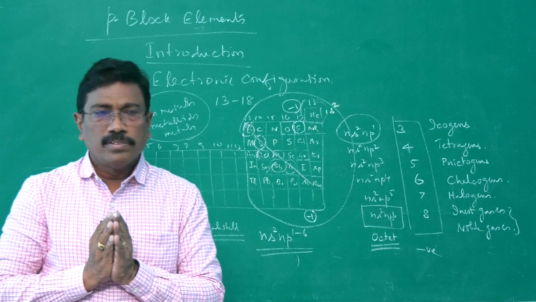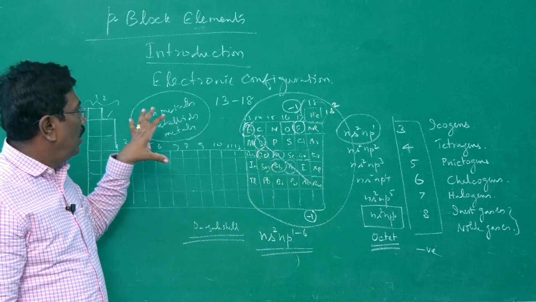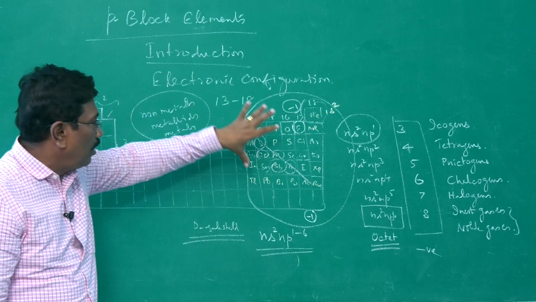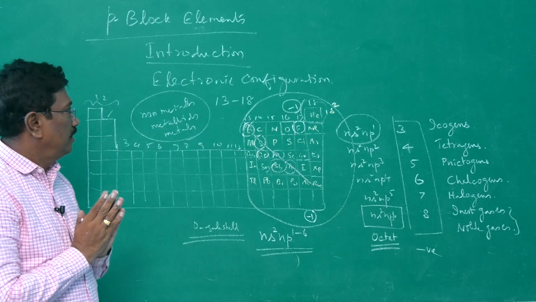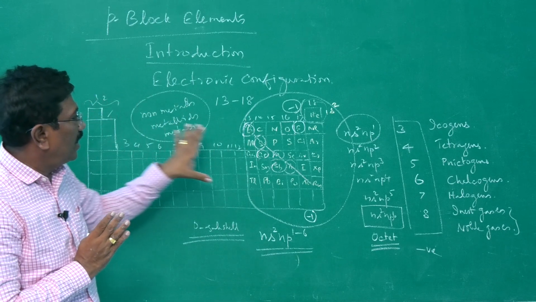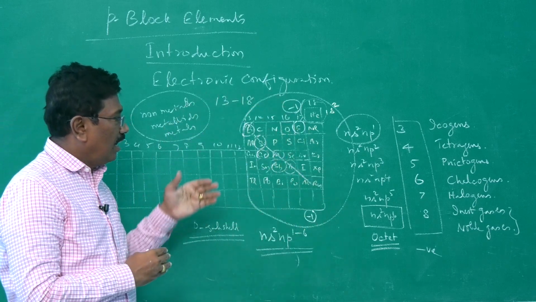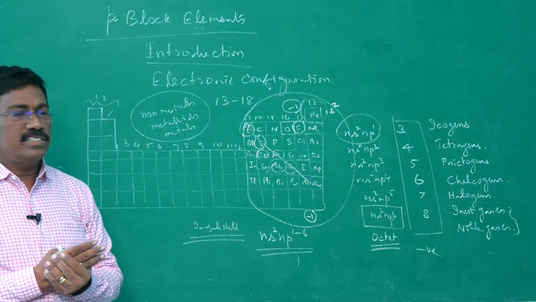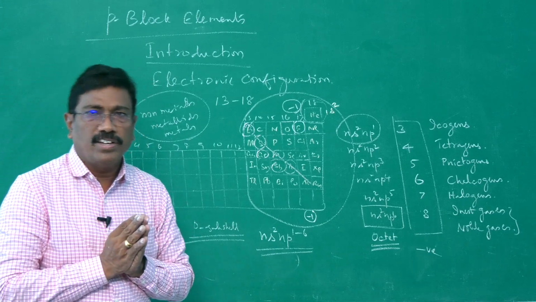So now we have discussed what are p block elements and what is their electronic configuration, and how these categories of elements are present, what may be the common oxidation state, and they can also show variable oxidation states. All those factors related to introduction and electronic configuration we have discussed.